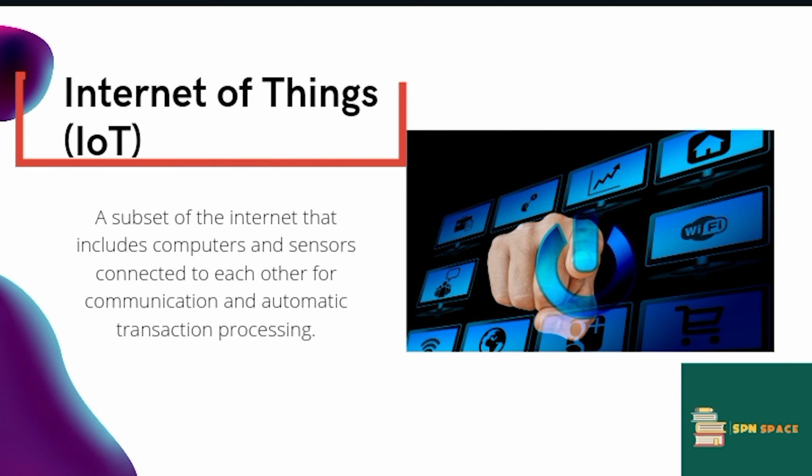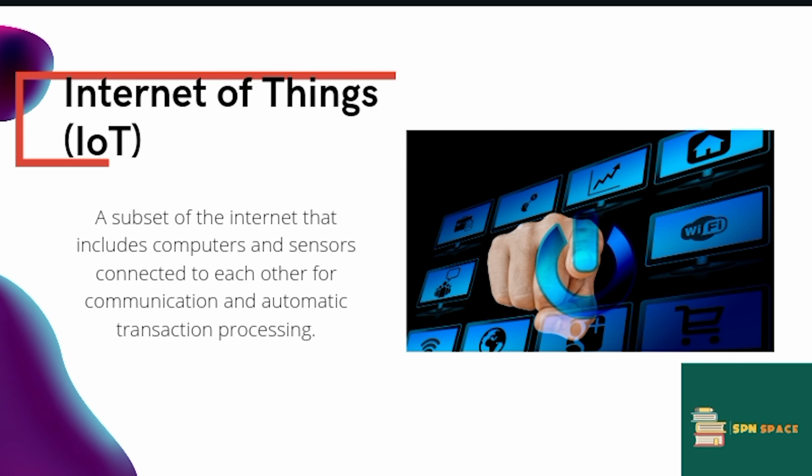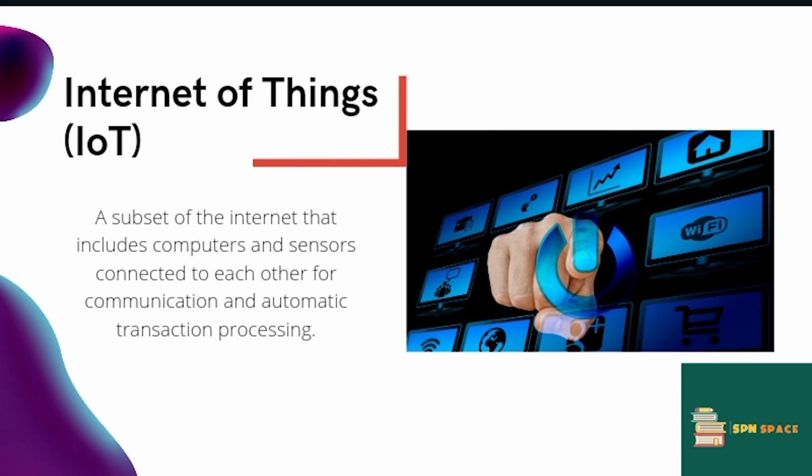Internet of Things (IoT), a subset of the Internet that includes computers and sensors connected to each other for communication and automatic transaction processing. The Internet of Things describes the network of physical objects, aka things, that are embedded with sensors, software, and other technologies for the purpose of connecting and exchanging data with other devices and systems over the internet.